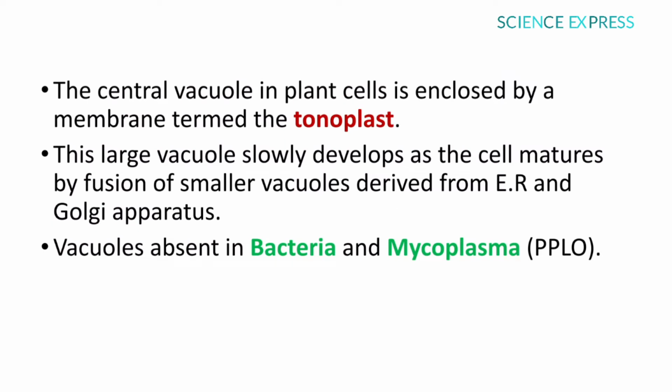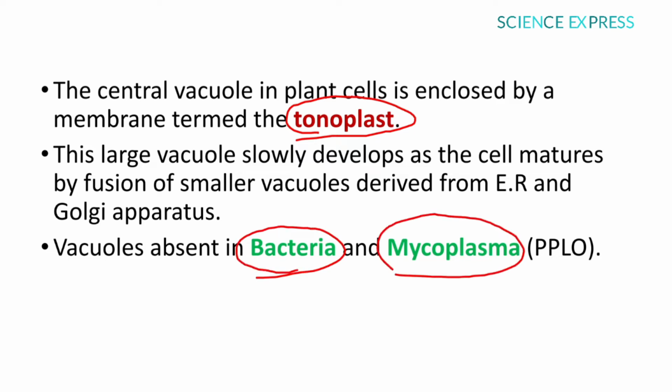Now, the central vacuole in a plant cell is enclosed by a membrane called the tonoplast. This large vacuole slowly develops as the cell matures, by fusion of smaller vacuoles derived from the ER and Golgi apparatus. Vacuoles are absent in two cells mainly: one is the bacterial cell, another is the mycoplasma. Mycoplasma is the smallest cell in the world, and another name is PPLO, that means pleuropneumonia-like organism.